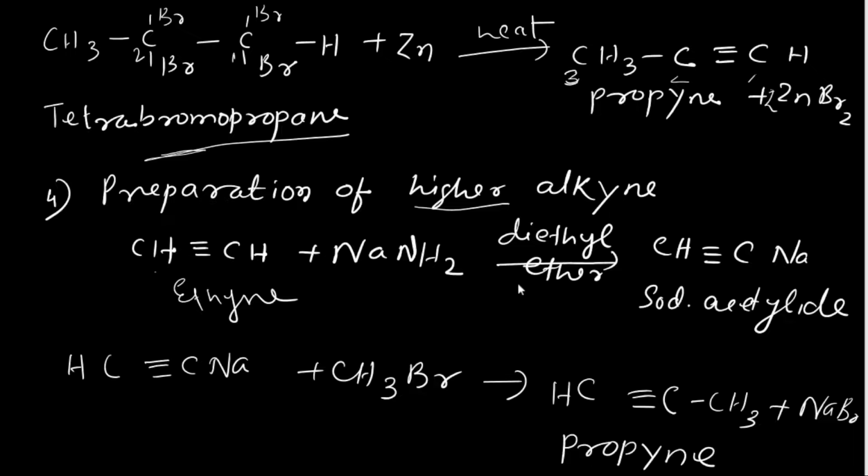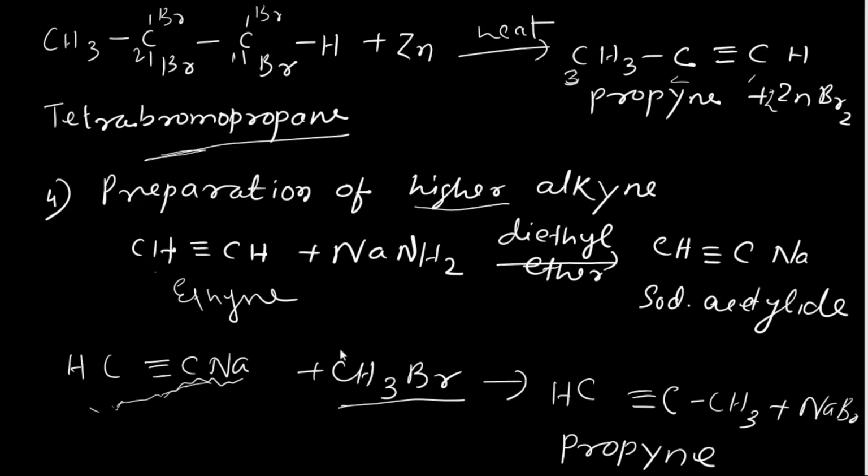So what is the name? Sodium acetylide, because the common name is acetylene, so the name is sodium acetylide. Now this sodium acetylide has the power to convert to higher alkyne when treated with alkyl bromide. Here, methyl bromide with sodium acetylide gives propyne, because you know there are 2 carbons in the main, and after that you are adding 1 carbon, totally 3 carbons, and the name is propyne, and NaBr is the byproduct.